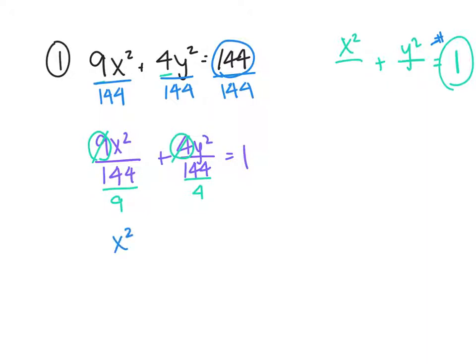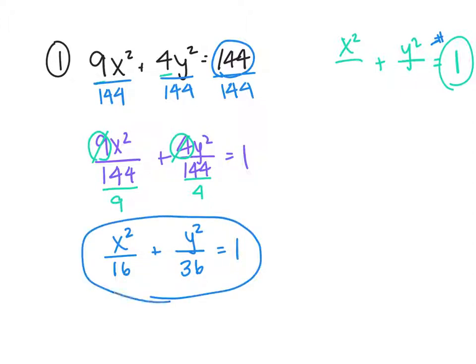So we have x squared, and then 144 divided by 9 is 16, plus y squared, and 144 divided by 4 is 36, equals 1. Now that is in standard form. We can get all the information we need out of it.